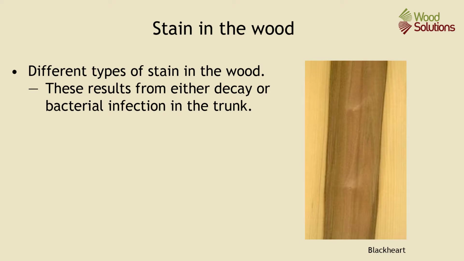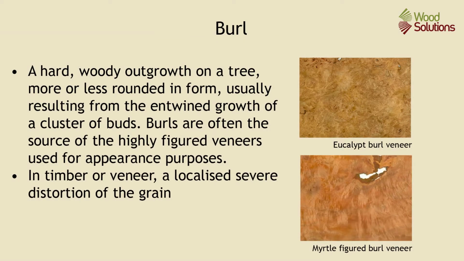Stain results from either decay or bacterial infections occurring in the trunk. It can result in subtle coloration in the timber or in intensely striking effects, such as there are in rare black heart sassafras veneers. Old trees can also produce burls in the wood or on the outside of the stem. Veneer like this can be cut from the most dramatic of these. They are also regularly turned into bowls or similar craft objects. However, in sawn timber the effect can often be much more subtle.